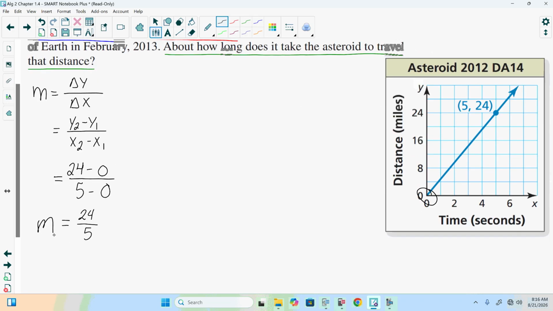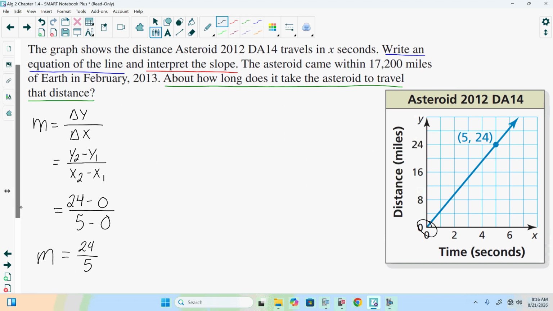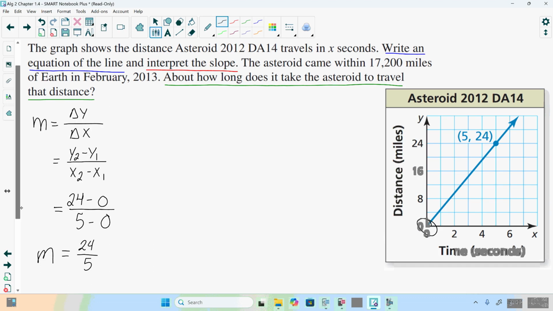So we have the slope, yes? And we need the slope to be able to find the equation of the line, yes? But before we do that, why don't we interpret the slope, because that's what it's asking for here, yes? So I'll label it as A just to identify.